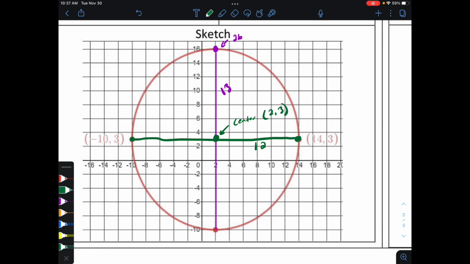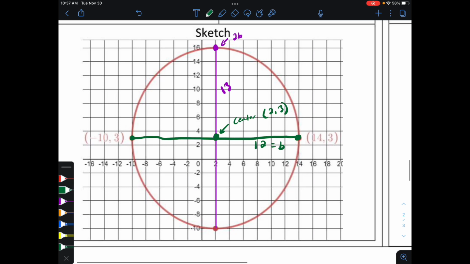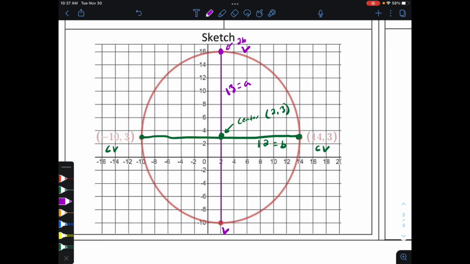So the larger of the two numbers is A and the smaller of the two numbers is B. So 12 is going to be B. The endpoints of this shorter axis are called co-vertices. The endpoints of the longer one are our actual vertices. So the endpoints of the major axis. All right, so 13 is A. And we know our center. We have enough information now to write the equation of this ellipse.